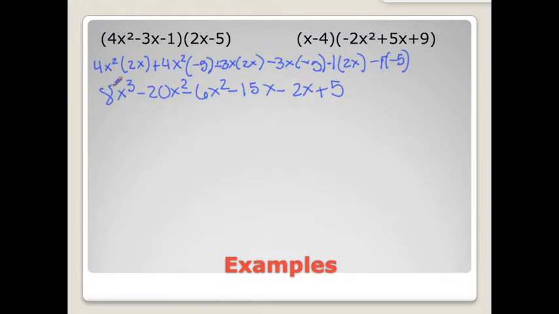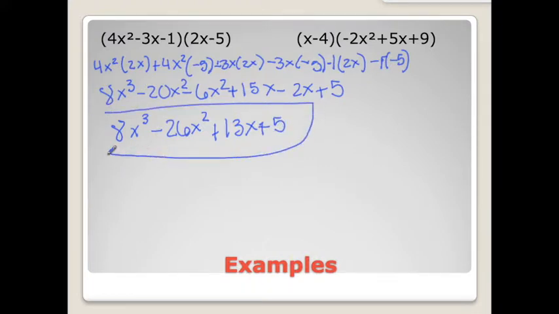Okay, so now we need to combine like terms. 8x cubed does not have any like terms, so we have 8x cubed. And then our squares, we have two squares, so negative 20x squared and negative 6x squared will become negative 26x squared. Positive 15x minus 2x will be positive 13x. And then we do not have anything to add to our 5, so it'd be plus 5. So our final answer will be 8x cubed minus 26x squared plus 13x plus 5.